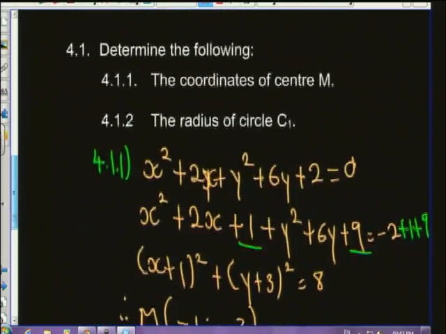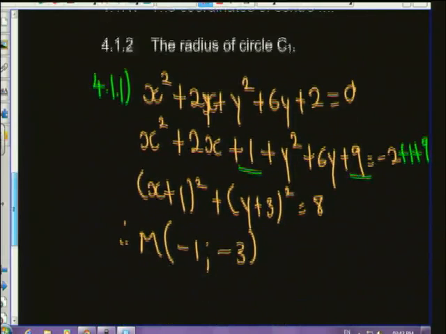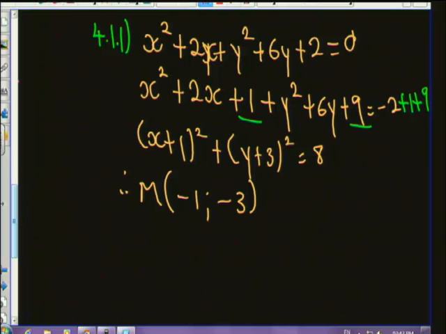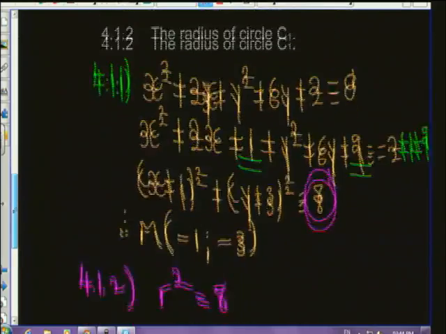Right, 4.1.2, they want the radius of circle C1. We can get that easily from the equation, because we know that the equation of a circle is going to be something squared plus something squared is equal to the radius squared. So it means that the radius squared is equal to 8, which implies that the radius is therefore equal to the square root of 8, and that is the radius of circle C1.